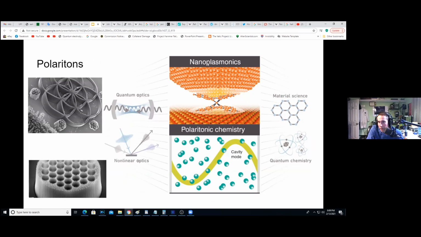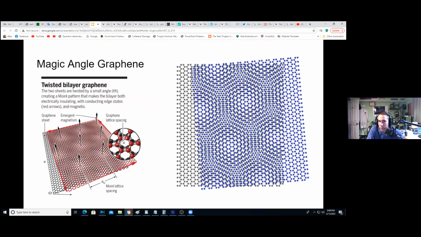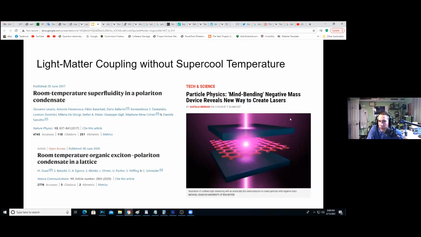But we have nanoplasmonics, which is these polaritons, which are basically like a material waveguide that traps light. So light goes into a material and gets trapped in it, and if you pump this material with enough light, it builds up really heavily, and you can create negative mass. Here's an article on negative mass and a new way to create lasers at University of Rochester using these pumped polariton states.